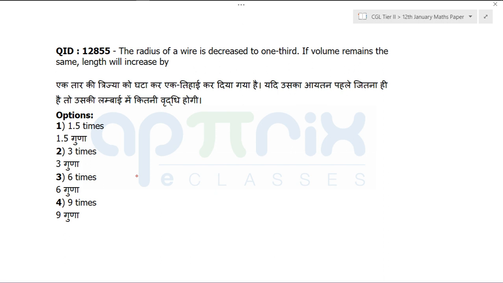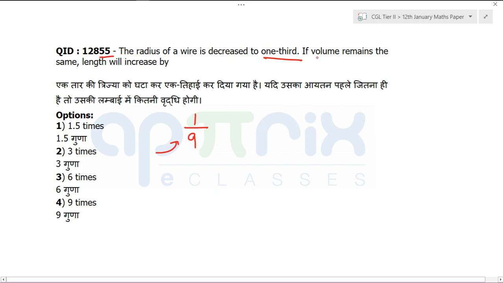So let me proceed further then with question number 55. It says the radius of a wire is decreased to 1/3. Then they say volume remains the same. Then what will happen to the length? If the radius becomes 1/3, the volume should become 1/9 because of the radius. R square, right? R square L is there. So due to 1/3 of the radius, the volume will be 1/9.